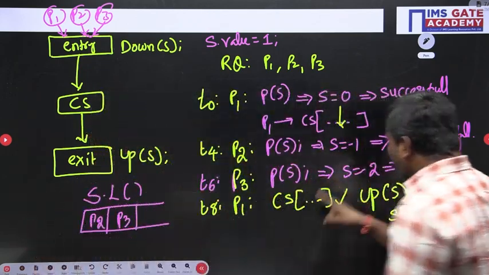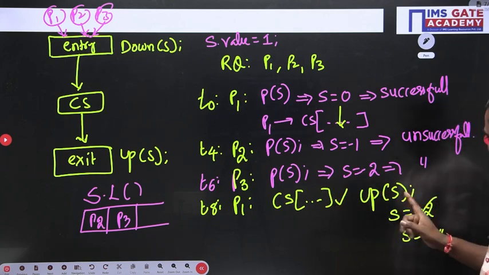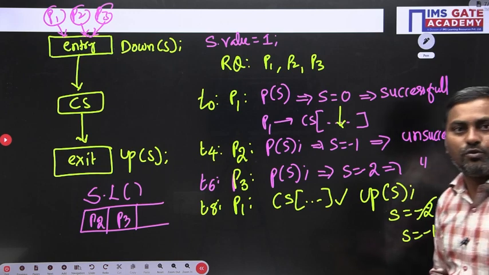So I was saying that during the up operation, you have to increment this value and also wake up a process. Which process should wake up now?